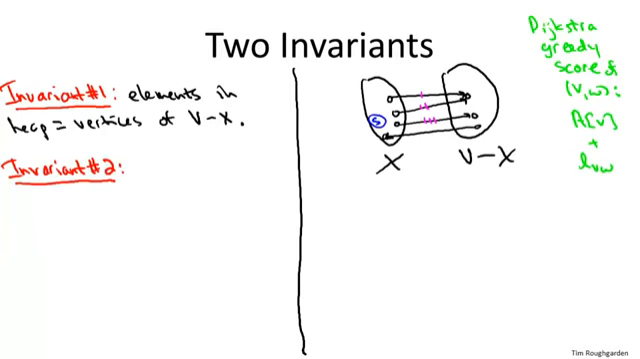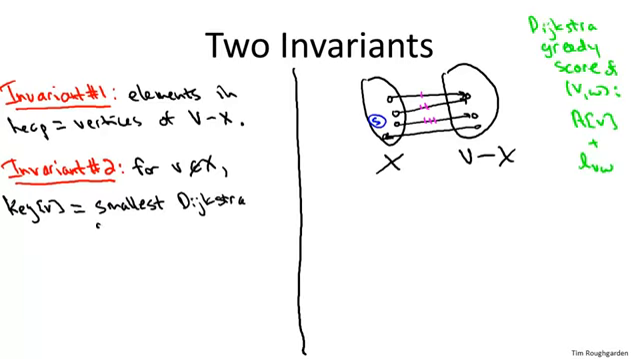So let me specify the second invariant, and then I'll tell you how to think about it. Because we're storing vertices rather than edges in the heap, we're going to have to be fairly clever with the way we define the key of a vertex that's in this heap. So we're going to maintain the property that the key of a vertex V is the smallest Dijkstra greedy score of any edge which has that vertex as its head.